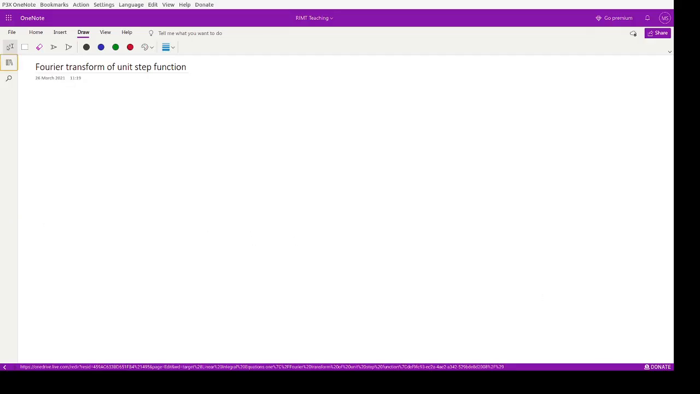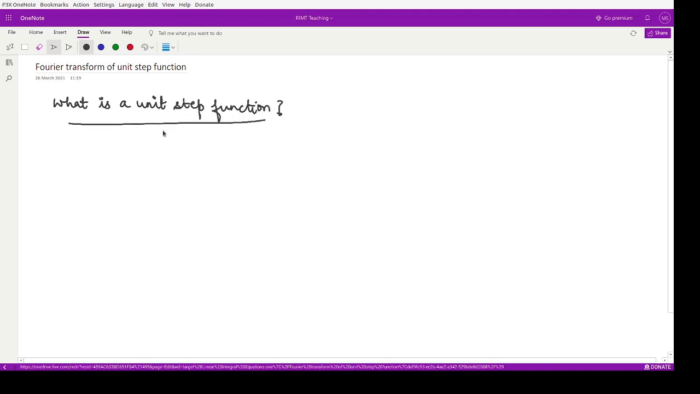Today we shall see what is a unit step function and how we can calculate its Fourier transform. So the first thing is, what is a unit step function? The unit step function is denoted by u of t, and it is defined by the value 0 whenever t is less than 0 and it is 1 whenever t is greater than or equal to 0. So its graph is something like this.